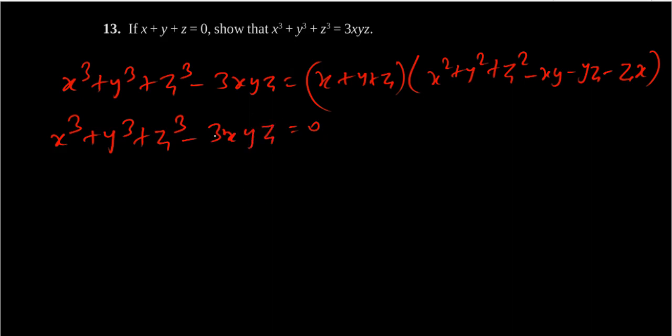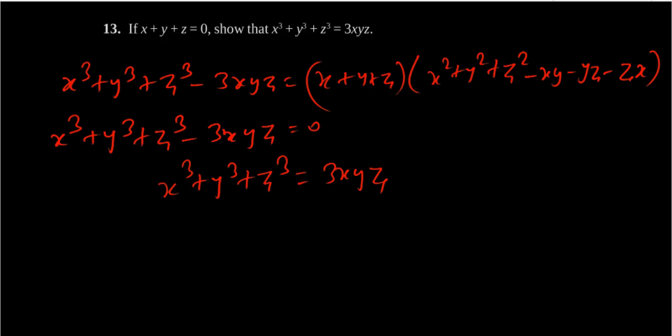If you bring this 3xyz to the other side, the right hand side, it will get a positive sign. So x cube plus y cube plus z cube equal to 3xyz. This negative 3xyz, if you bring it here, will get positive 3xyz. So we have proved that x cube plus y cube plus z cube equal to 3xyz.